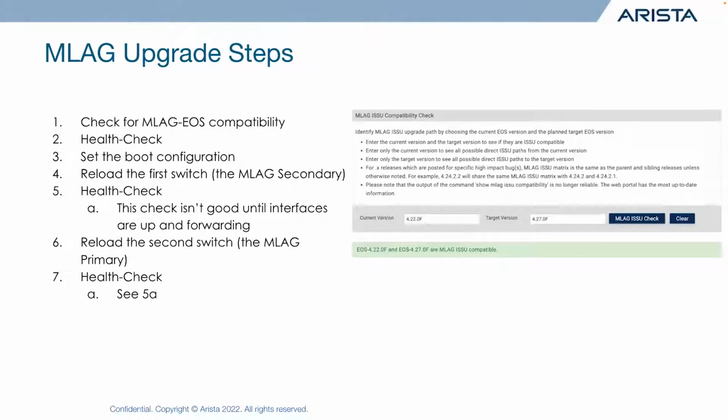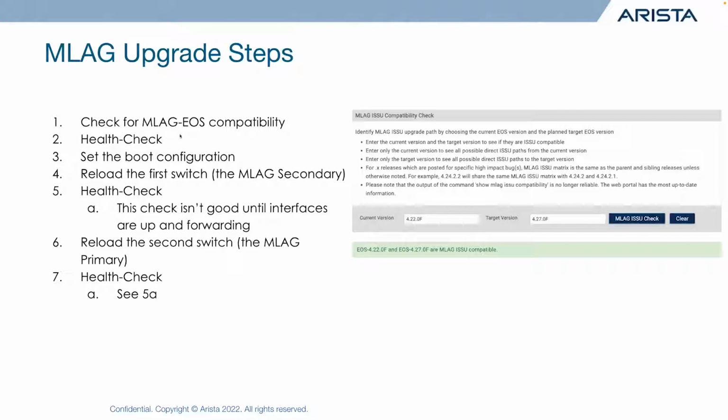And then some basic upgrade steps. So this won't look really anything crazy. It's kind of a standard, you're upgrading a device. With the added caveat of maybe this first step, we want to check our images. So this is a snip from what that tool on our website looks like. If we're running 4.22.0F and we're going to 4.27.0F, they're compatible. Everything's fine. We're going to want to build some health checks into our upgrade steps.